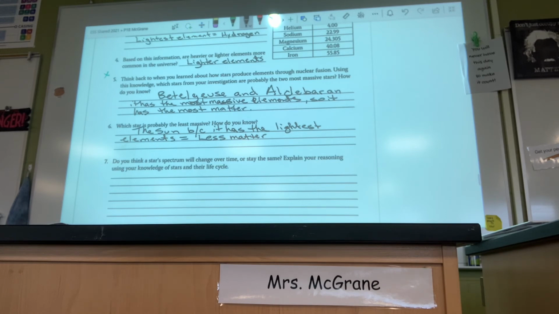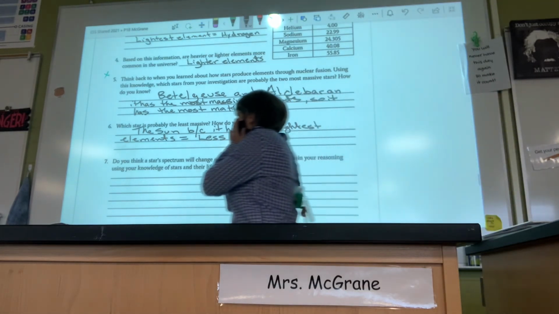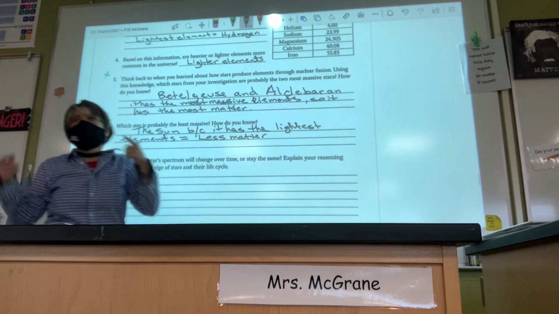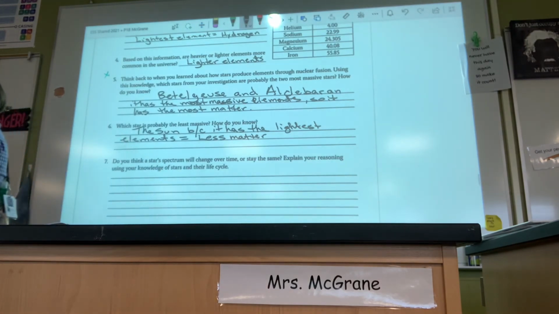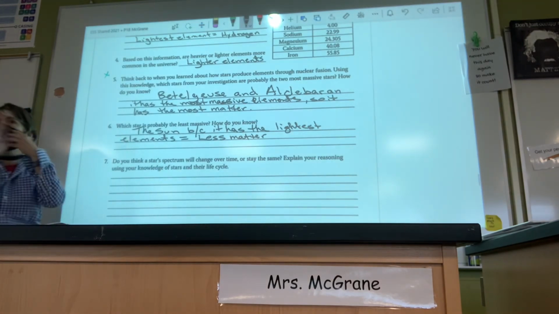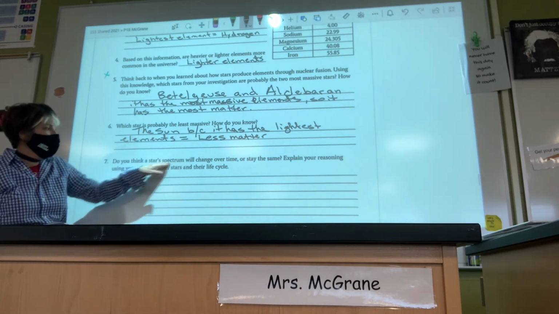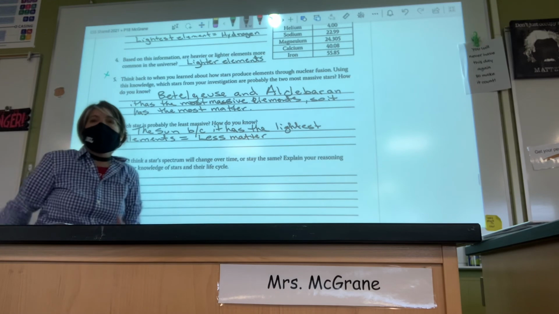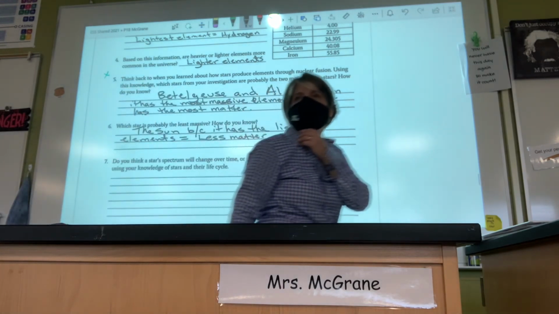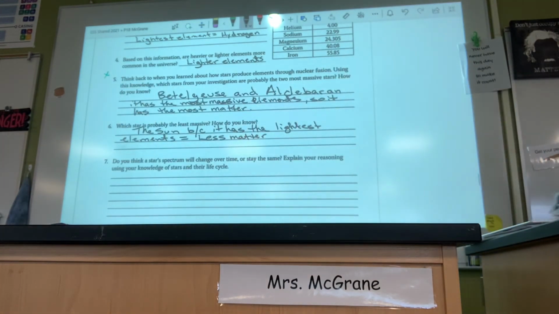Let's go ahead and look at the last one. Do you think a star's spectrum will change over time? Will the light that it's putting out ever change? Or will it always be putting out the same light? Let's just start there. Do we think that a star's spectrum, or the light waves that it puts out, are going to always be the same? What do you think? Yes or no?